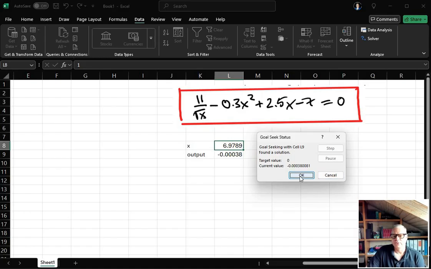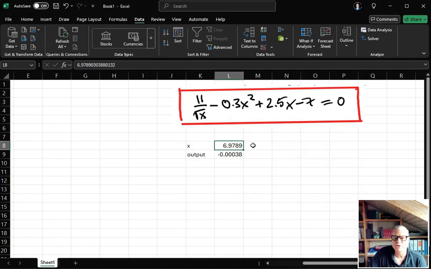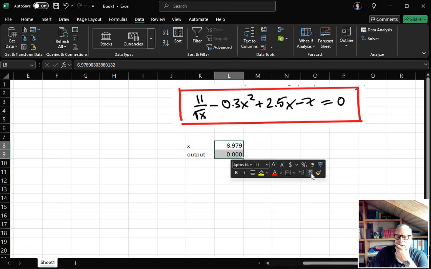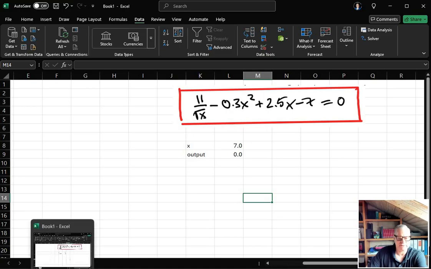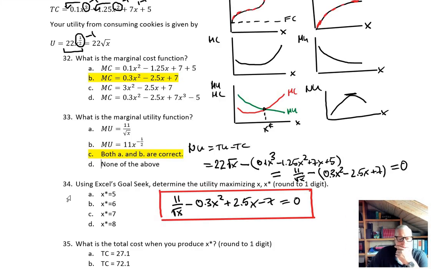Okay, now if we see what we get, it looks like the answer is 6.97, so that's basically 7. If we remove some decimals, we see rounded it is 7 and 0. So the optimum output should be 7. Using Excel's GoalSeek, we would say 7 is the correct result.